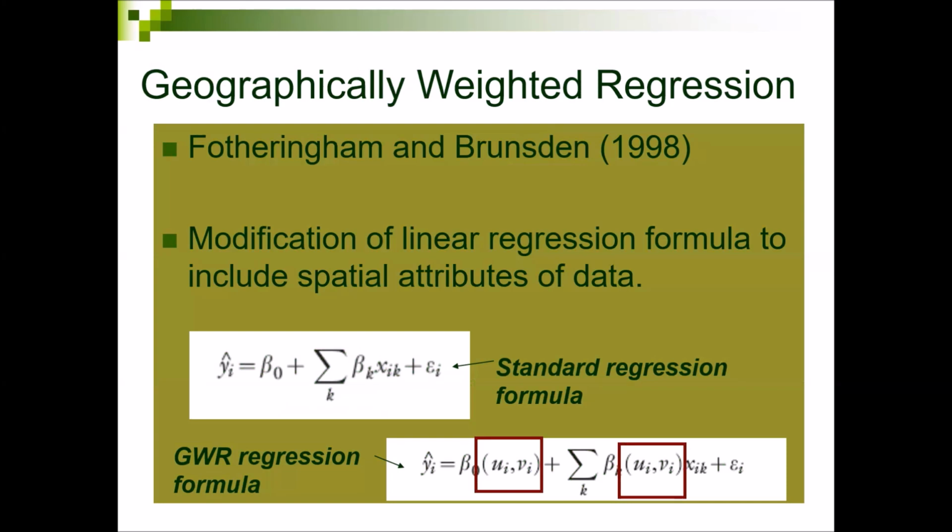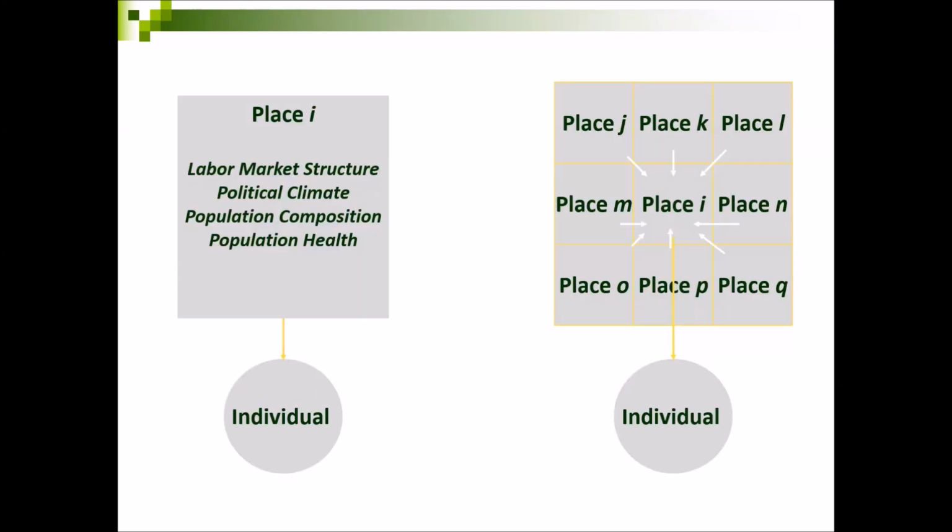It does that whole y equals mx plus b. So this is our standard regression formula, but there's another variable in here that takes into account location. For every enumeration unit, you're going to have your own y equals mx plus b. That's pretty much it. And so we have all these different places.